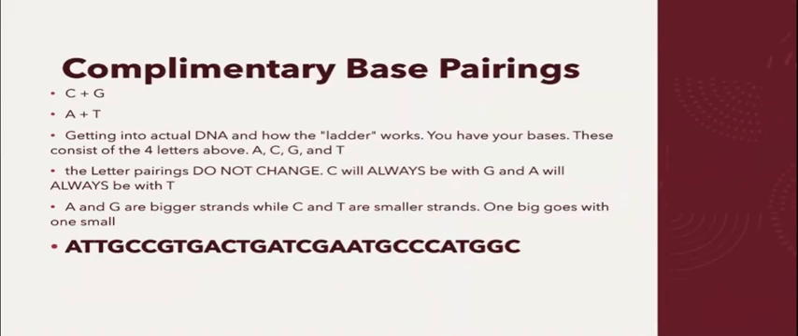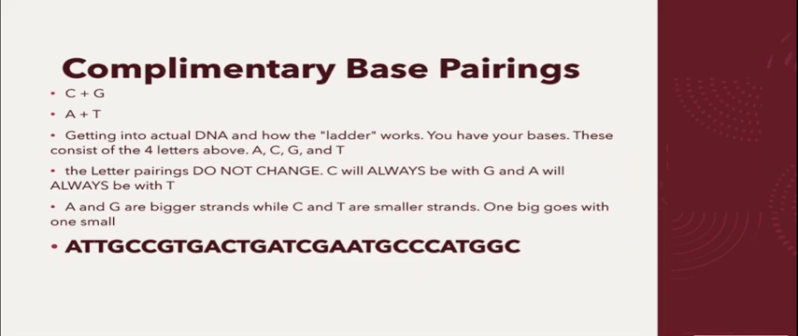So now let's talk about your complementary base pairings: C and G, and A and T. These first lines right here, C plus G, A plus T. Getting into actual DNA and how it works, we're going to use the example of the ladder. It's just a little bit easier to understand. You have your bases. These consist of the four letters above: A, C, G, and T. The letter pairings do not change. C will always be with G and A will always be with T. They do not change from each other. C, G, A, T. Remember that.